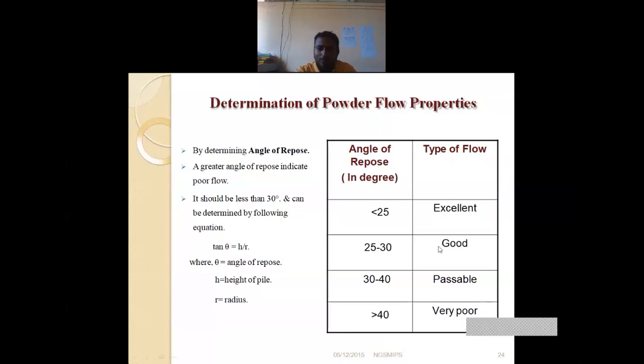When is it accepted? When the angle of repose is less than 30, then we can say that it is acceptable according to the flow properties. So this is about the angle of repose.